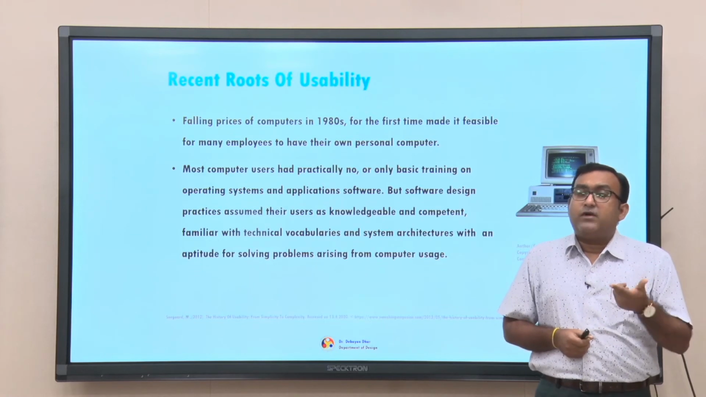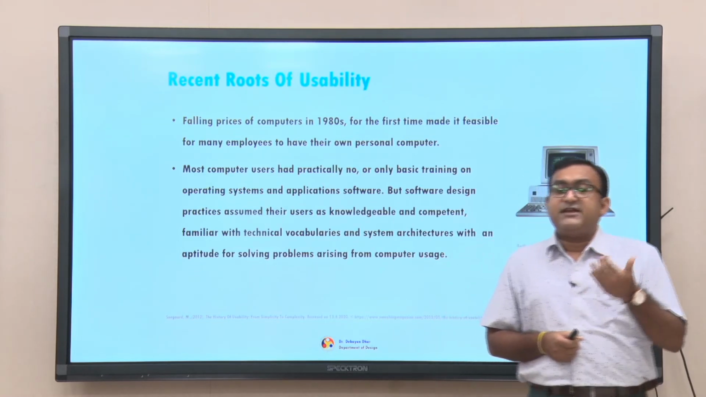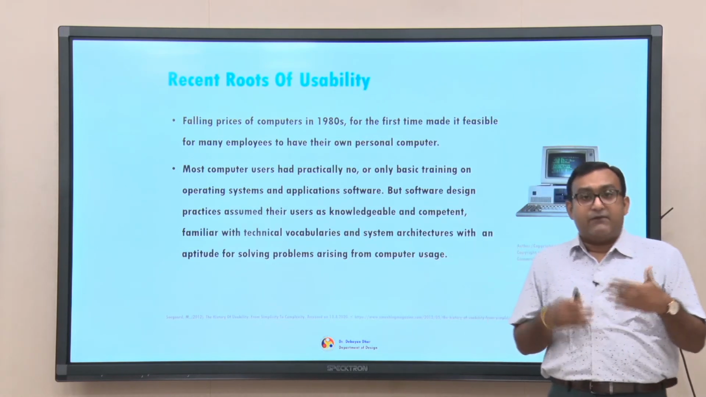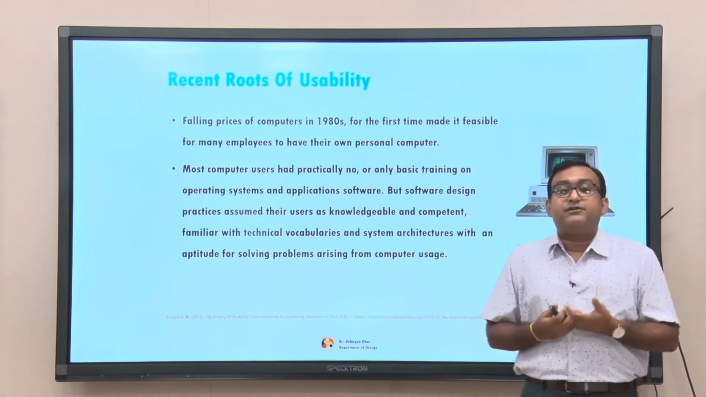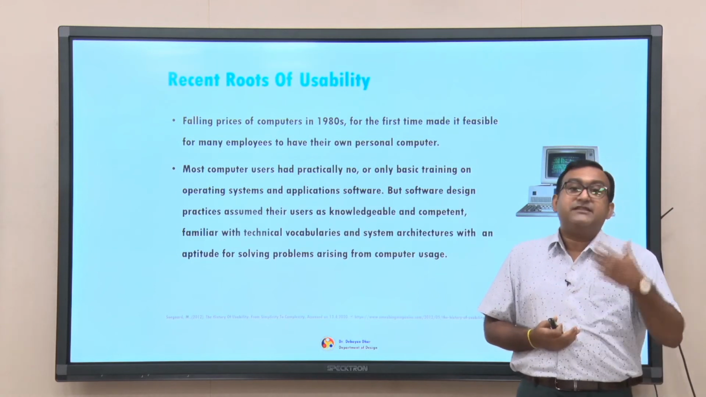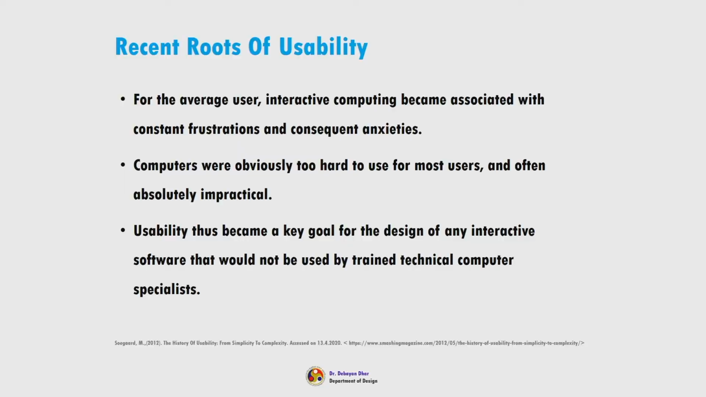And therefore, what happened? Majority of the early adopters faced issues with technical vocabularies, because they were not aware of system architectures, and therefore they lacked aptitude for solving problems arising from computer usage. These were the early issues that happened. Now, for any average user, interactive computing became associated with constant frustrations and consequent anxieties. And the foremost reason being, it was not designed keeping in mind the characteristics of the novice people who would adopt these personal computers and start using them. They were designed keeping in mind the expert and trained users.